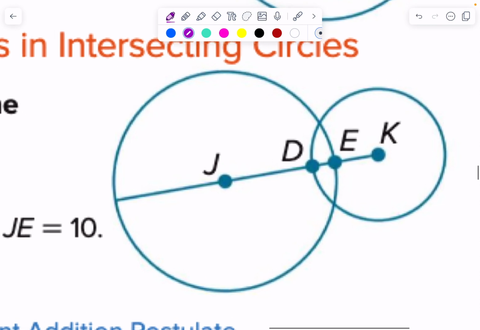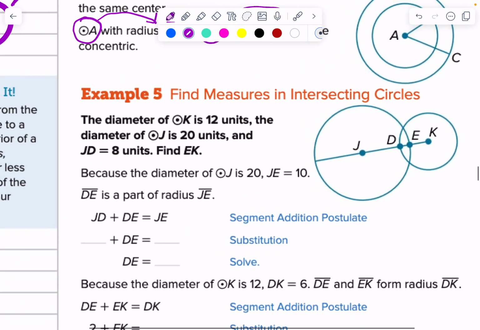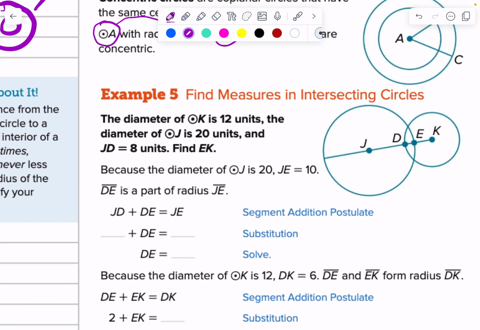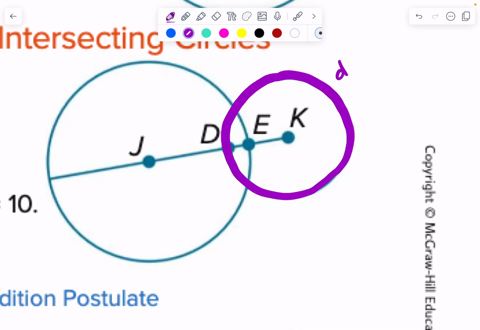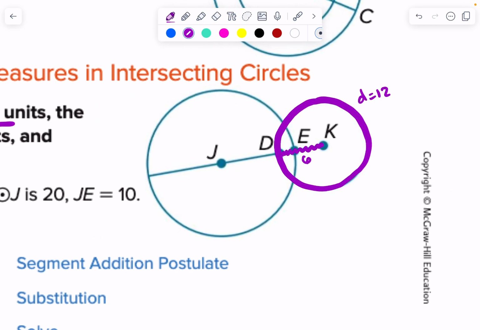Now they're going to be doing two circles that are overlapping, and they're going to give us some lengths here. It says the diameter of circle K is 12 units. Circle K is the smaller one right here. This says its diameter is 12, which means the distance from here all the way across. But I only have this part drawn, and that is going to be 6 because that's a radius. So just that little bit is going to be 6 units.